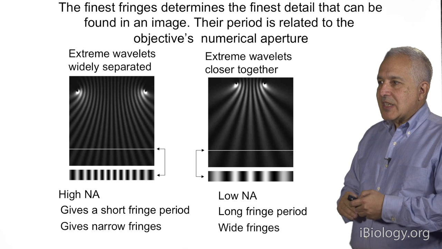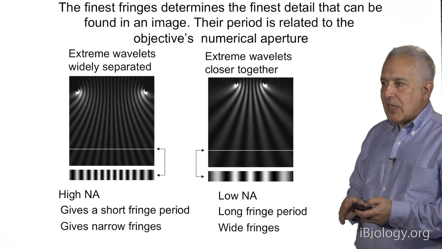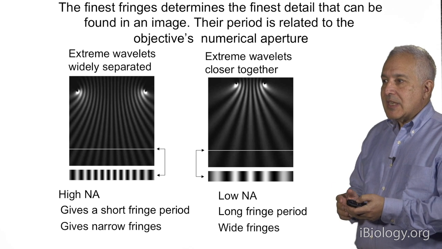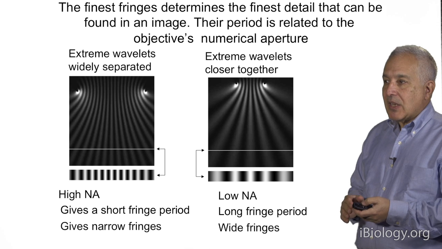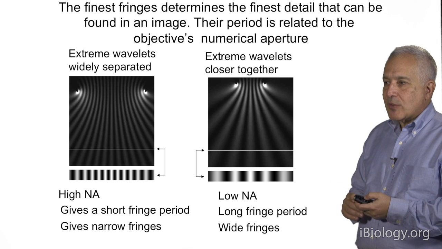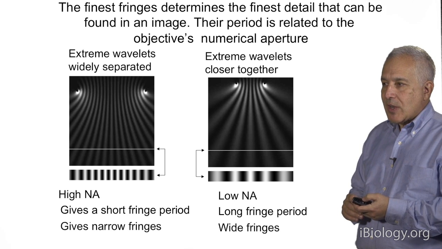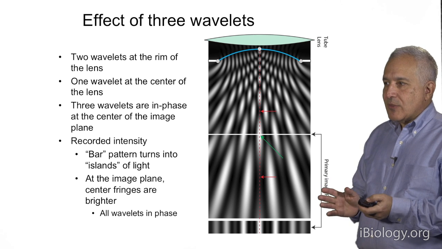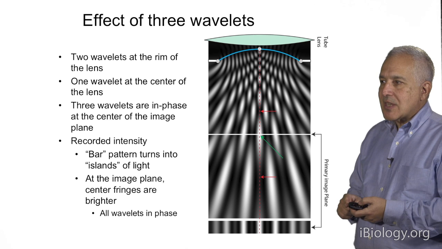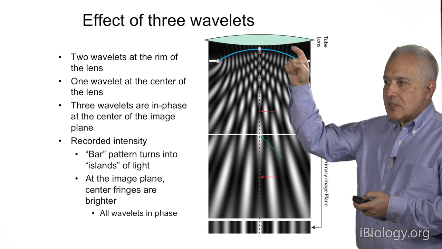So now let's try to not just look at two wavelets, but add more and more wavelets to that converging spherical wave, and look what happens to the integrated pattern of interference down at a plane that ultimately becomes the image plane. So first, high numerical aperture gives short fringe period and gives narrow fringes. Low numerical aperture gives long fringe period and wide fringes. So now, whatever numerical aperture we have, we're going to have a converging spherical wave. That's that blue circumference one sees at the top of this image. The tube lens is up above.